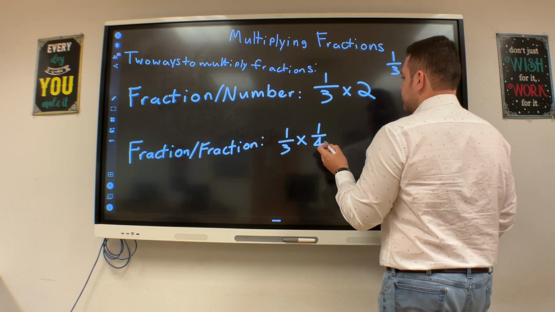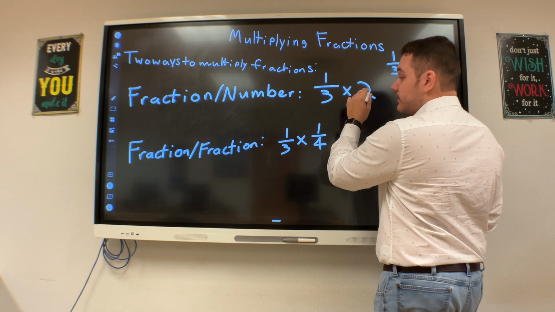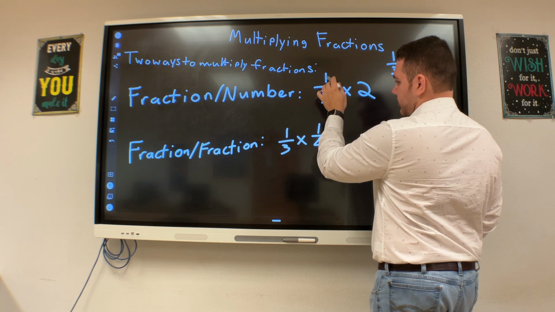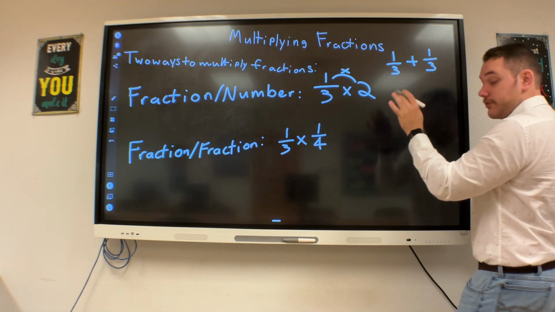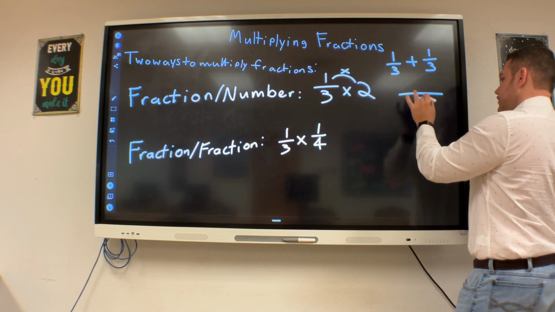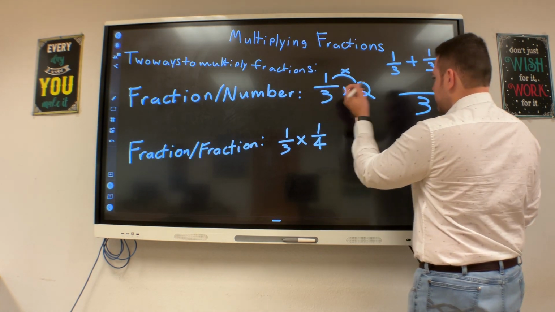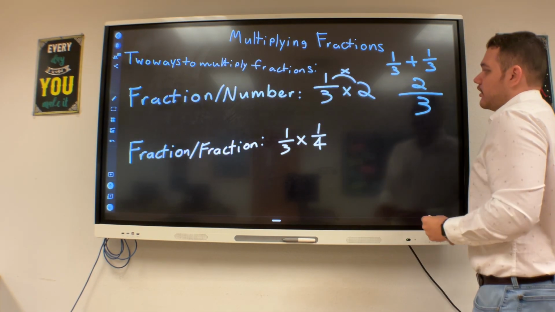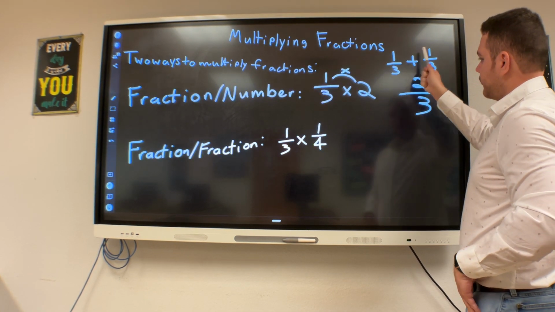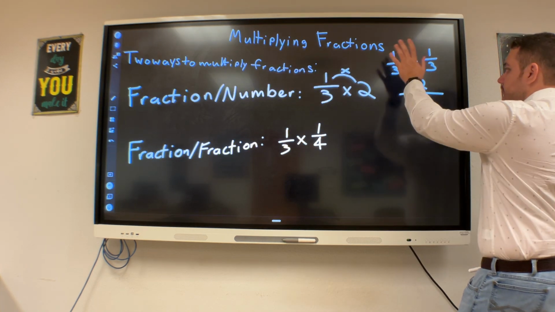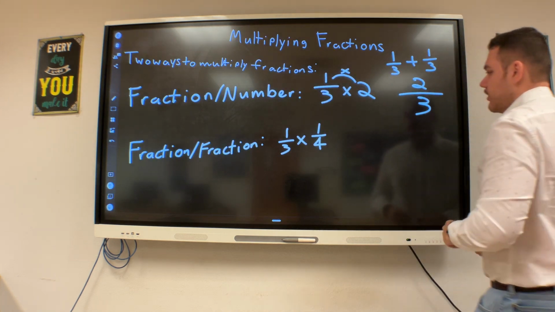So what we're going to do for the fraction times number is take your whole number, our 2 right here, and multiply it times our numerator, our top number right here. So we're going to multiply that and keep our denominator the same. We just carry that 3 down right there. We have 1 times 2, which is 2. And like I said, you can see 1/3 times 2 is the same as if you had 1/3 plus 1/3. You just do your top, keep your bottom. 1/3 times 2 is 2/3.